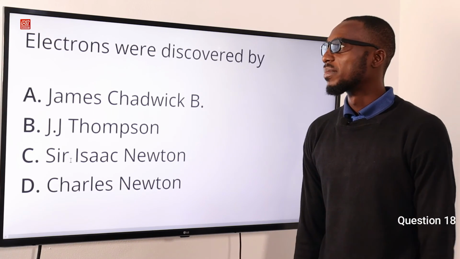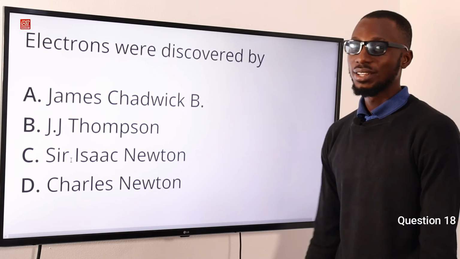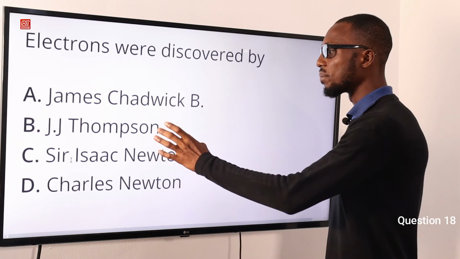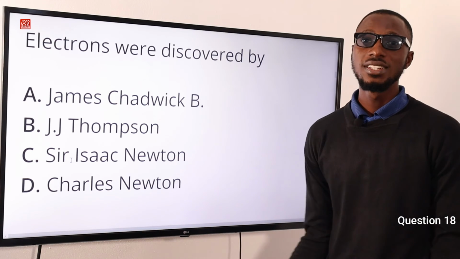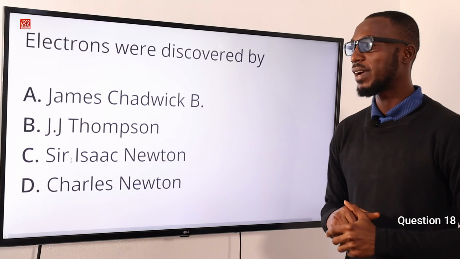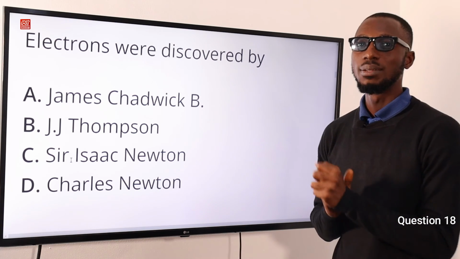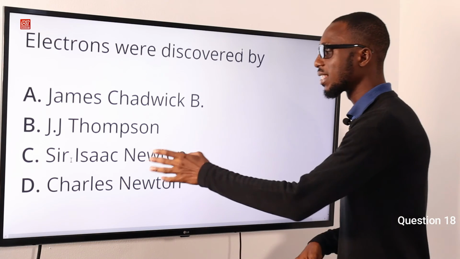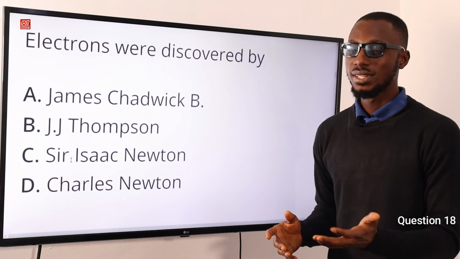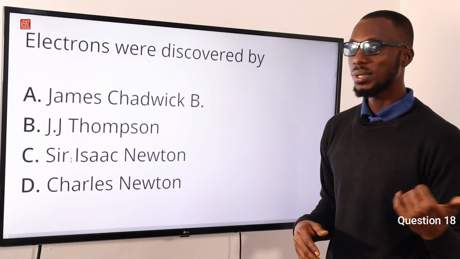Question 18. Electrons were discovered by what? It is very important that we note that electrons were the first subatomic particle discovered by Joseph John Thomson. James Chadwick is credited with the discovery of neutrons. Remember, neutrons are found in the nucleus of an atom. In the nucleus, we have the neutron and the proton. Sir Isaac Newton is credited with some number of things, talking about calculus, talking about gravity, the gravitational force that we just dealt with.